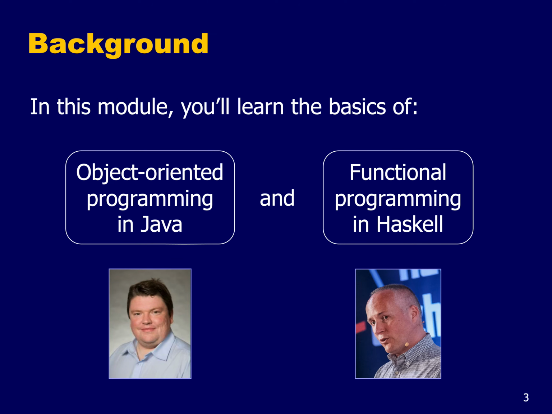In this module, we're going to be learning the basics of two other programming paradigms. Jason on the left is going to be teaching you the basics of imperative programming in Java, and Graham on the right, that's me, is going to be teaching you the basics of functional programming in Haskell. Java is one of the main object-oriented languages, Haskell is one of the main functional programming languages, and we're going to give you an introduction to these two different programming paradigms.